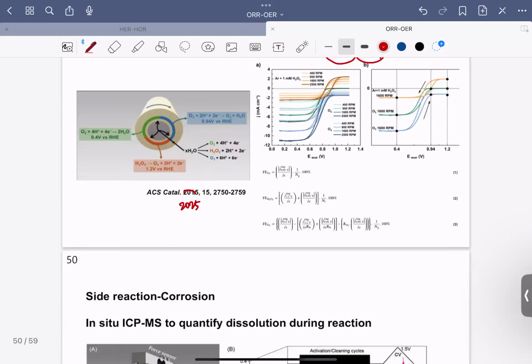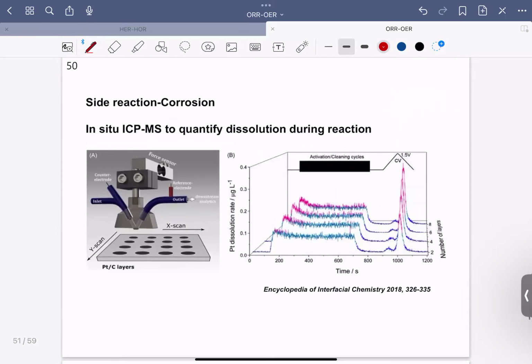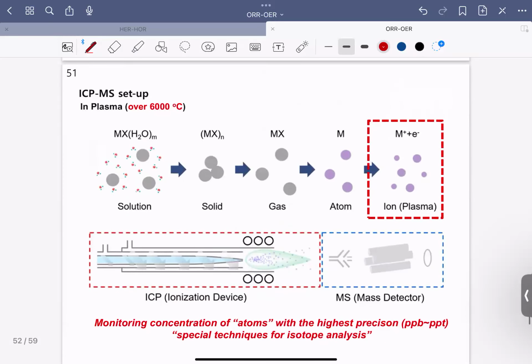So if you just monitor the dissolution, this is really good for not only quantifying that the actual OER occurs, but also you can monitor the activity and stability as a trend for the discussion, right? So I do not want to discuss in detail how to measure. We would like to utilize ICP-MS.